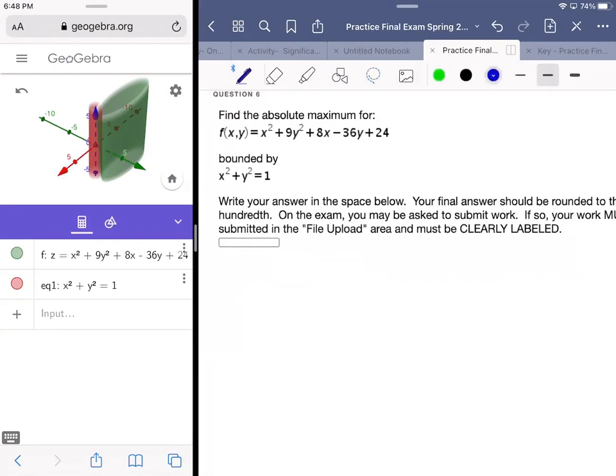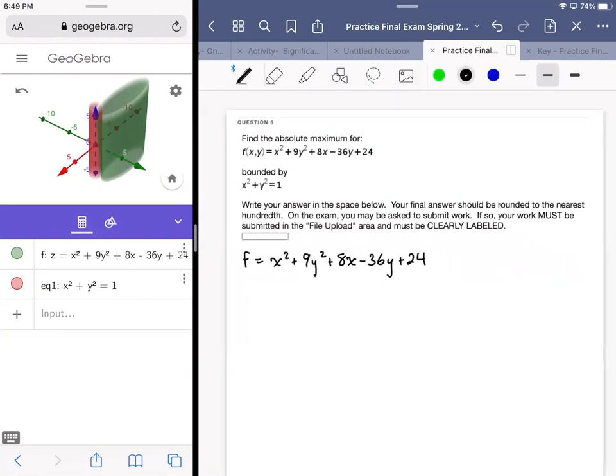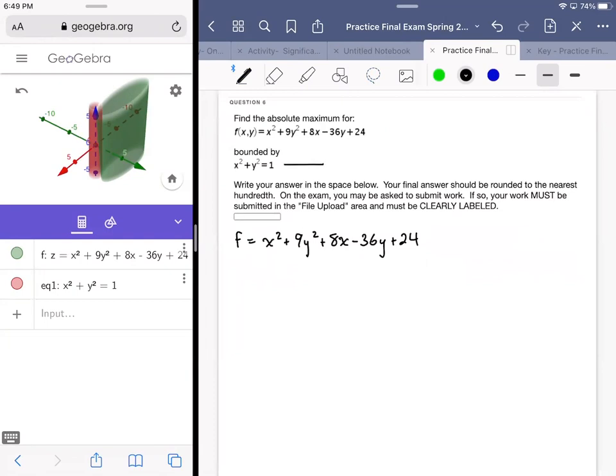Right. So what I'm going to do is define, well, I got f already defined, so I'm just going to rewrite it: x squared plus 9y squared plus 8x minus 36y plus 24. The bounding, that's the constraint function. I can write that as 0 equals 1 minus x squared minus y squared. And so therefore, we can call that g is equal to 1 minus x squared minus y squared. It's a perimeter function, essentially.